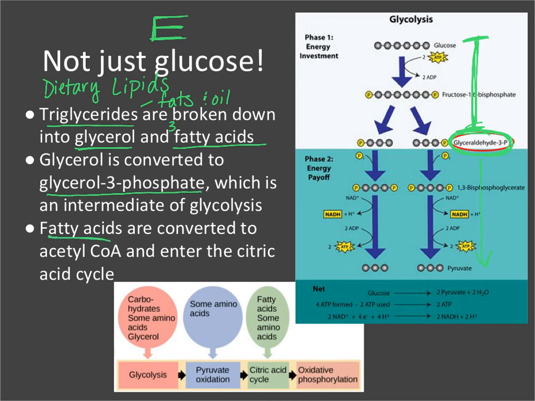Fatty acids get converted to acetyl-CoA that goes into the citric acid cycle. So once again, you don't need to know the nitty-gritty specifics of this, other than just know that the triglycerides get catabolized first into their smaller components, and then those smaller components can go into the reactions of cellular respiration, but they don't start at the beginning. They start somewhere further along in the process, but we can still get ATP from them.